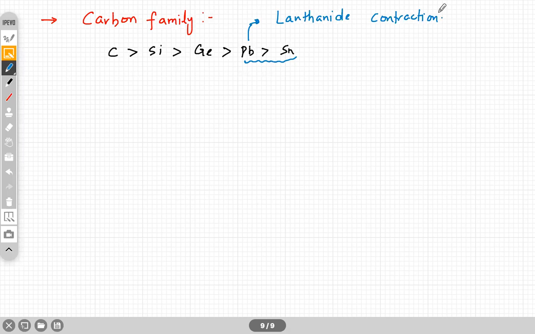Okay, that's what you have to keep in mind. Always, you see, the lanthanide contraction comes into the picture for sixth period elements, right? Because below that, fifth and all, we can have transition contraction. Okay, so these are the few exceptions of ionization energy that you must remember. It's very important.